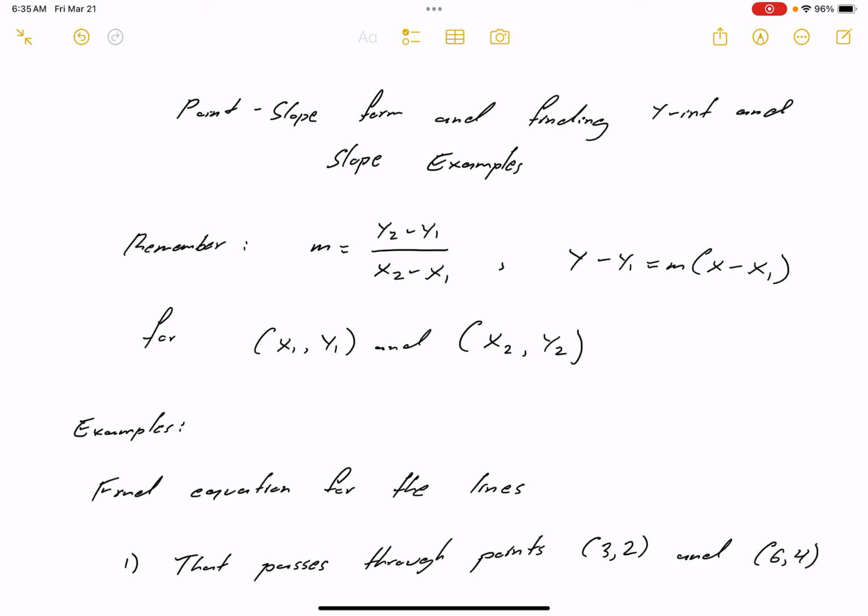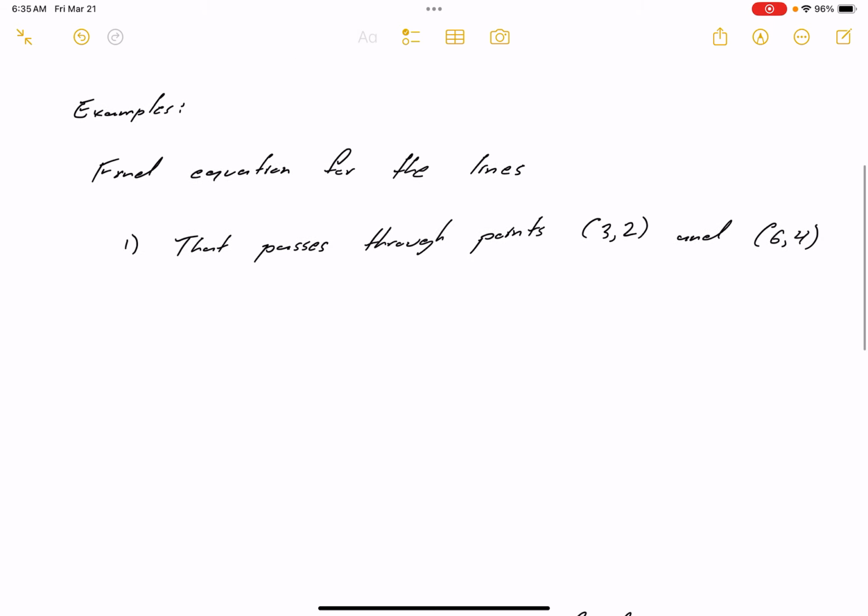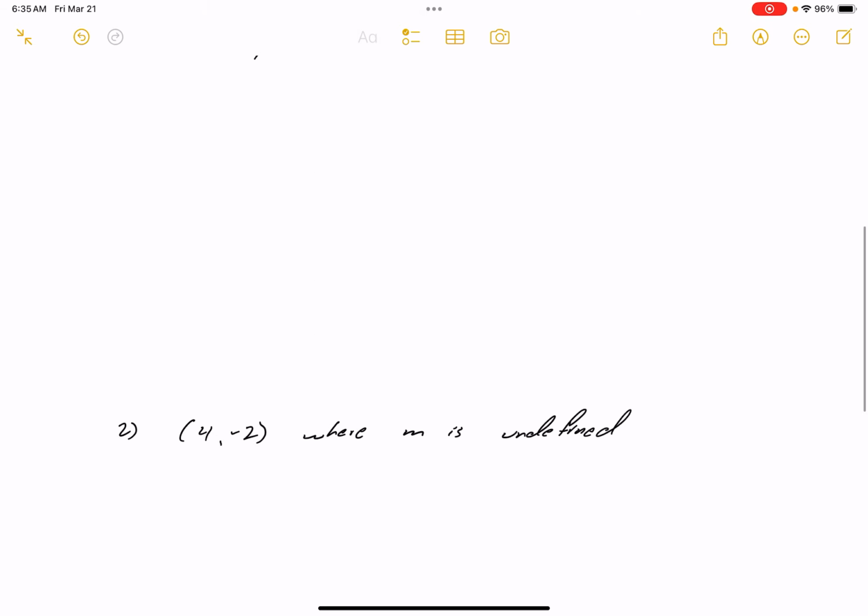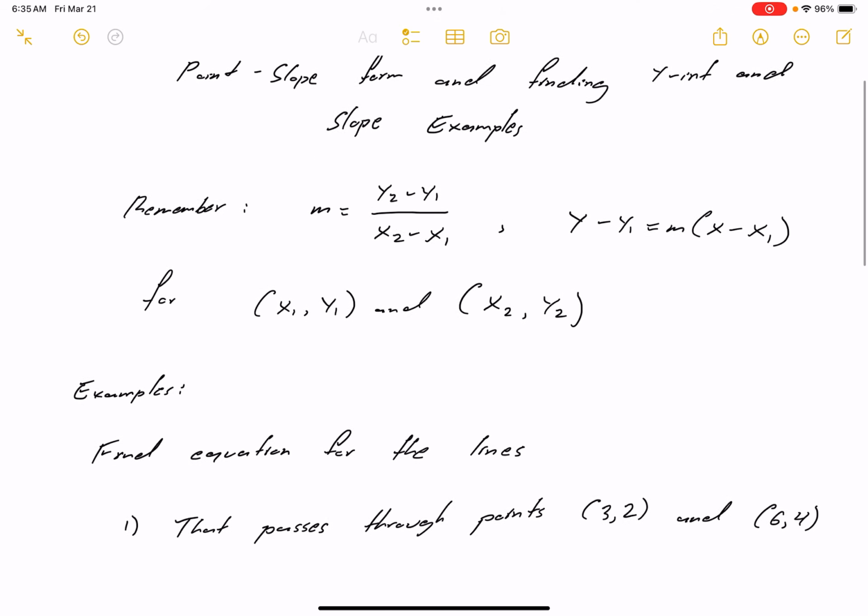Point slope form and finding y-intercepts and slope examples. So we have some examples. We got 3 of them here. Got 1, 2, 3. Just some quick examples, not too complicated.